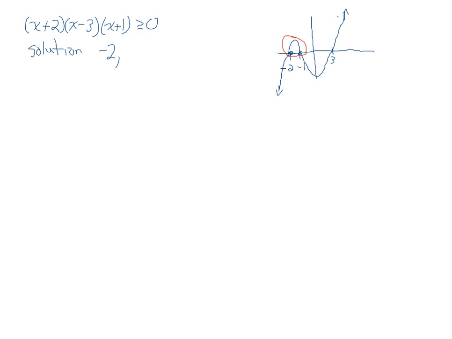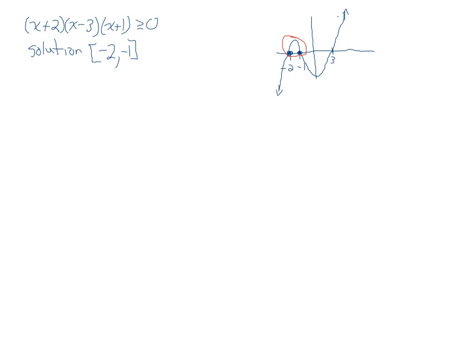Now when it says greater than or equal to, that means that we can include the endpoints of that interval. And to show that we're including the endpoints, we use a set of square brackets instead of round brackets. So that was the first indication where this function is greater than or equal to 0.